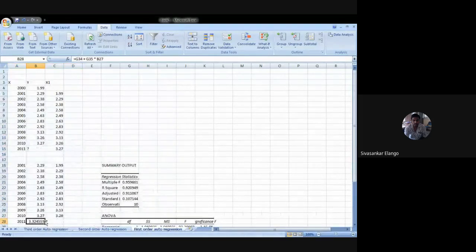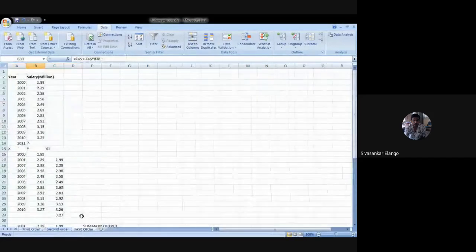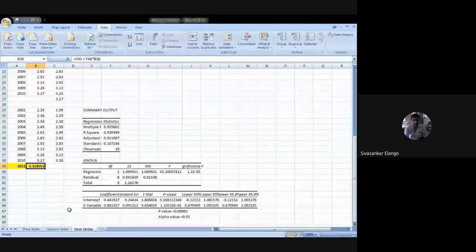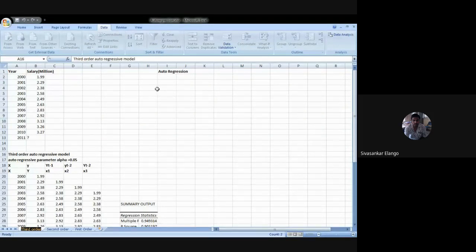Right. This is how we work with third order autoregression. So this is what I have already worked out in my Excel sheet. The problem is simple. We'll be using a simple regression to predict the sales. This can be a salary or sales in millions.